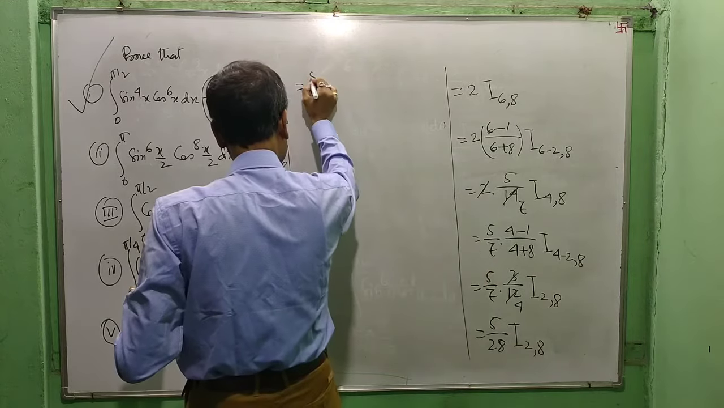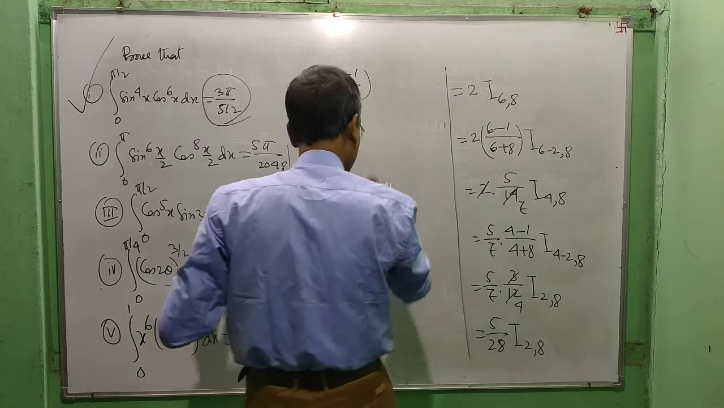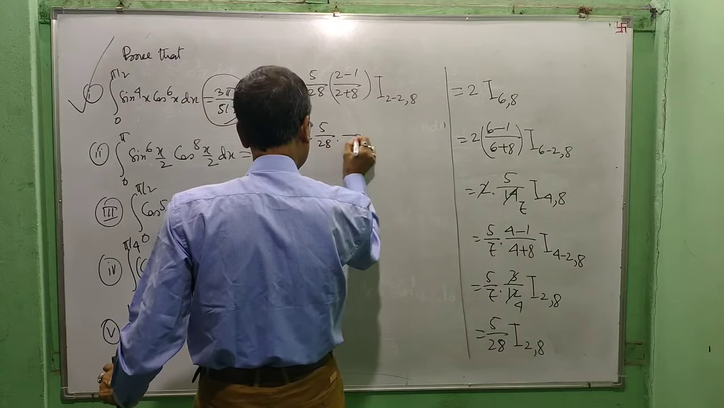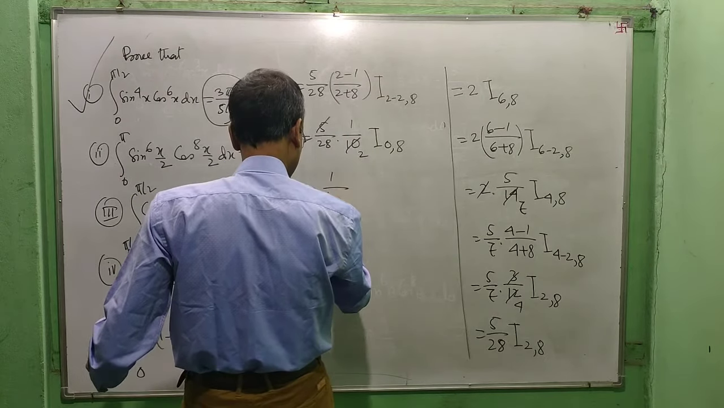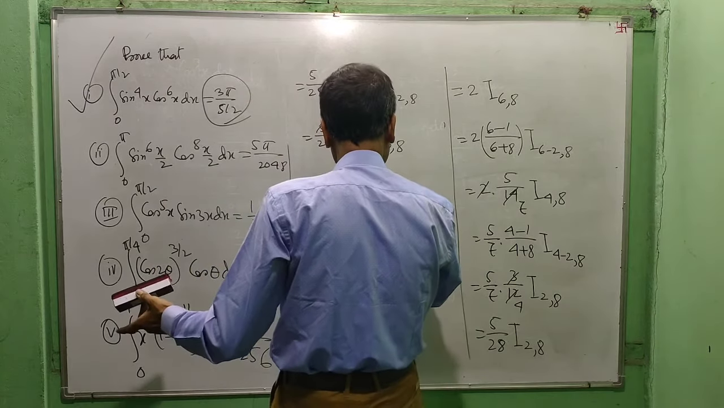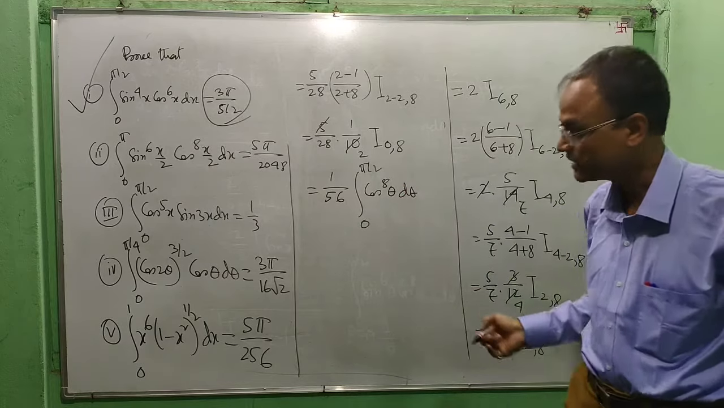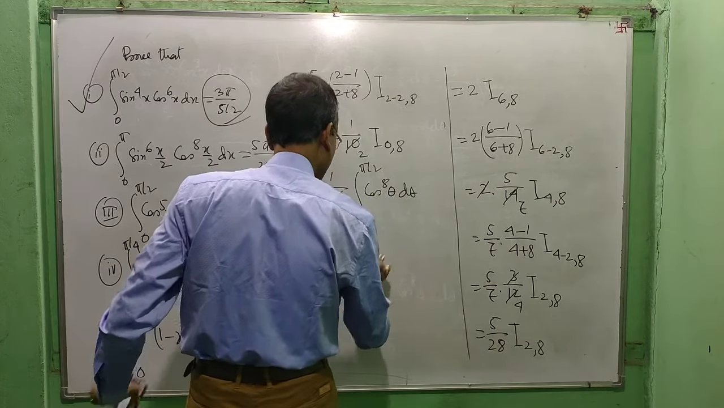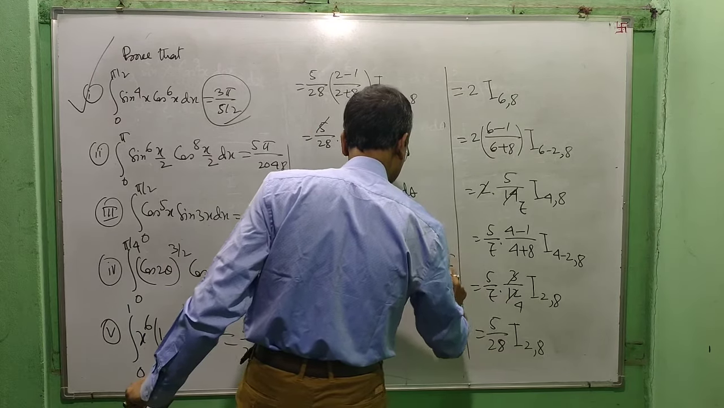I 2 8. This is equal to 5 by 28. I 2 8 means 2 minus 1 divided by 2 plus 8 I 2 minus 2 8. This is equal to 5 by 28 into 1 by 10 I 0 8. It is nothing but 1 by 56 integration 0 to pi by 2 cos to the power 8 theta d theta, or phi d phi, or cos to the power 8x dx, same thing. This is equal to 1 by 56 into 7 by 8 into 5 by 6 into 3 by 4 into 1 by 2 into pi by 2. Simple.